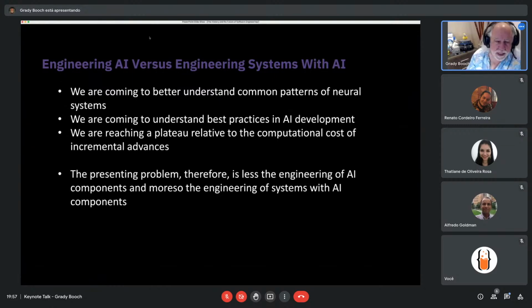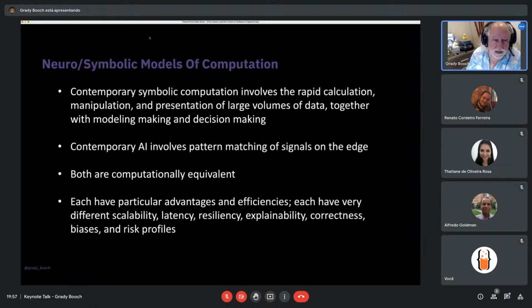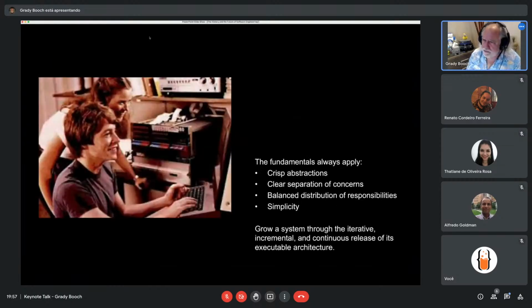So what's happening is we're coming to understand these common patterns. And you're going to have people that are going to continue to evolve that space. But for most of us, the problem is on this last bullet. It's less so the engineering of AI systems and more so the engineering of systems that have AI components within them. Both of them are computationally equivalent, but they have different efficiencies and different scalability and latency and the like. So now our problem is, how do I take our agile methods and introduce AI parts within them?